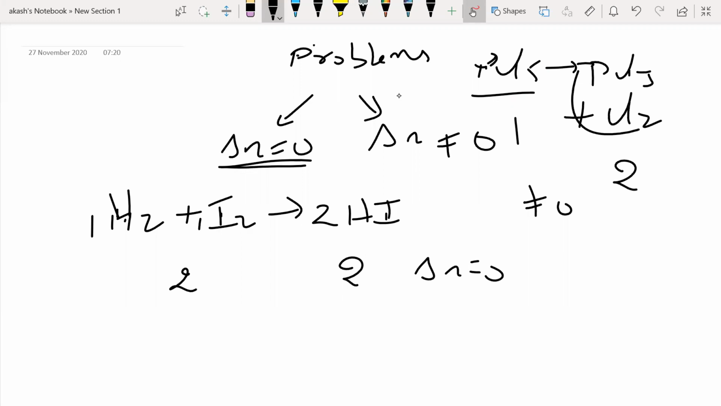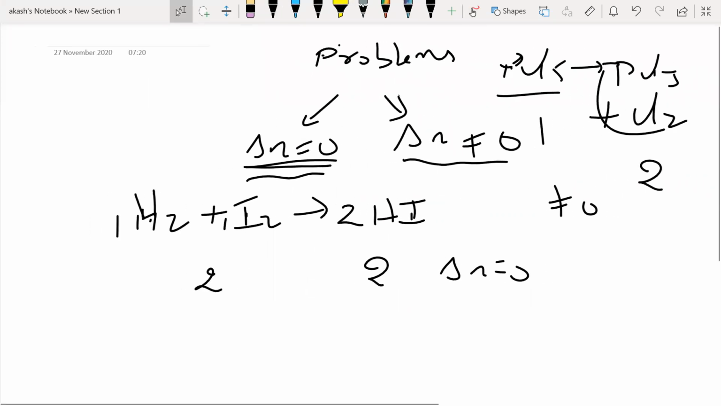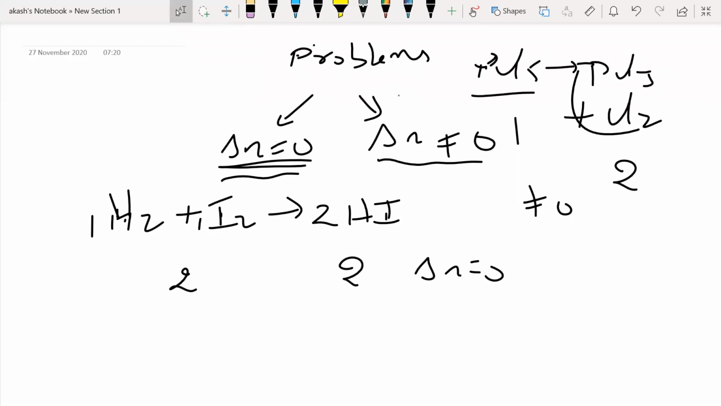What I'm trying to tell you is that problems with delta n equal to 0 are actually a little easier to solve. When it comes to delta n not equal to 0, it's not that it's difficult, but I'll tell you the basic difference here. Let me take a reaction where delta n is equal to 0, this reaction itself, H2 plus I2 giving 2HI. I assume that I have only this reaction.